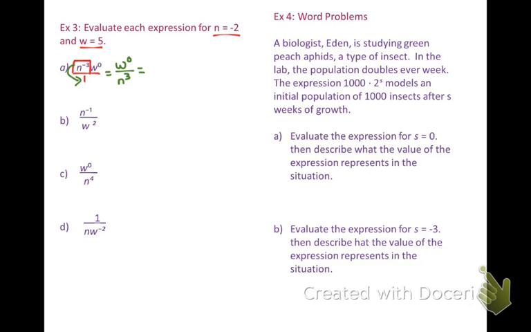So now I'm going to plug it in because they're both positive numbers now. So I can put 5 to the 0 power, and notice I'm putting the negative 2 in parentheses to the cubed power. Okay, 5 to the 0 power. Again, when you have a 0 power, the answer is always going to be 1. And then for negative 2 cubed would be negative 8. And there's your answer.